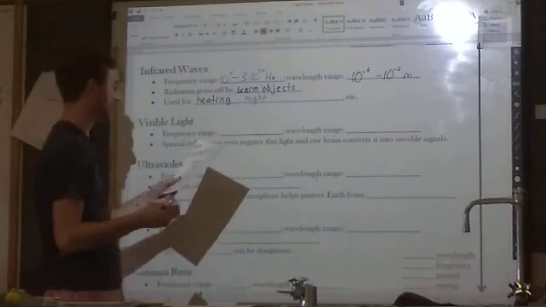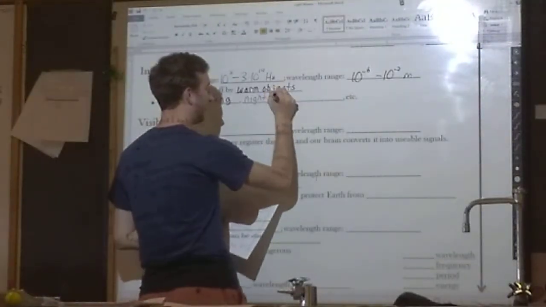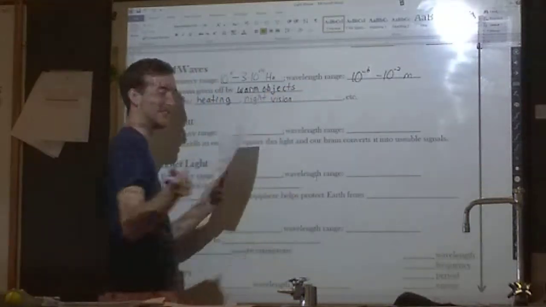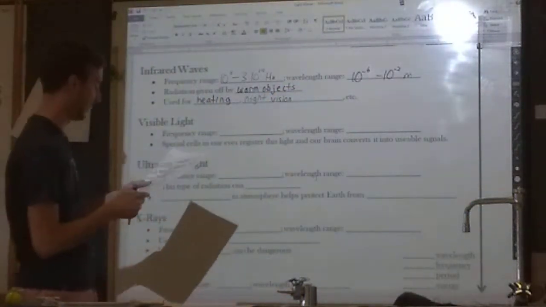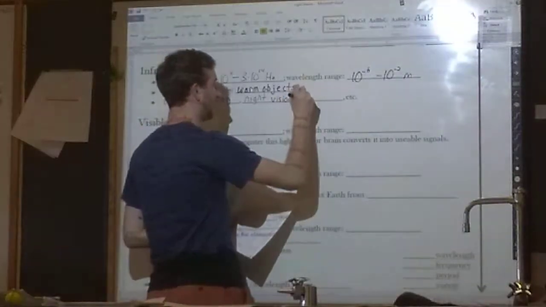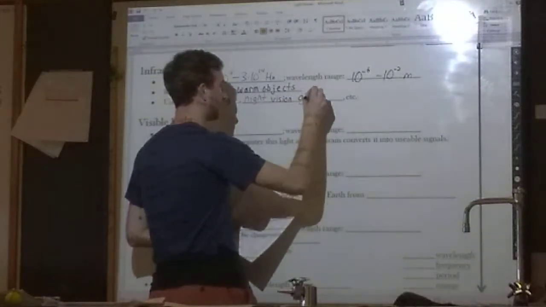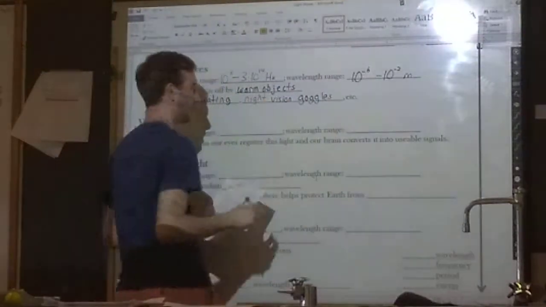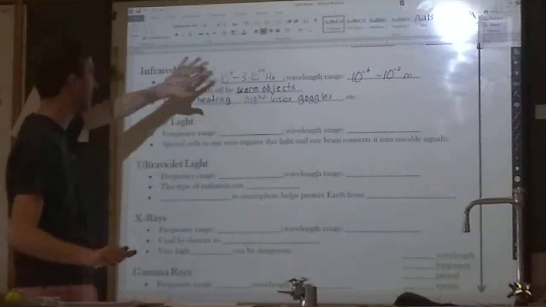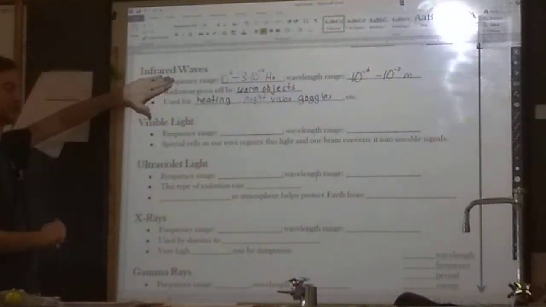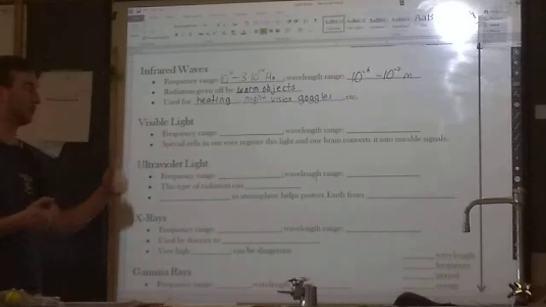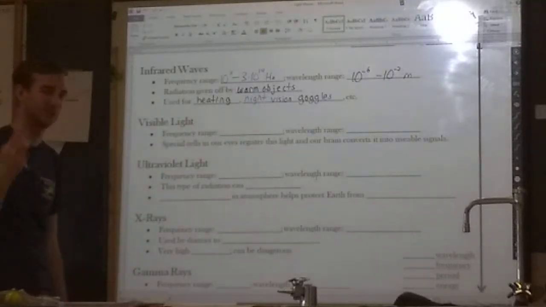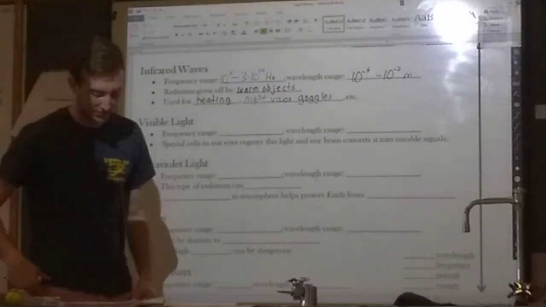Night vision goggles essentially look for infrared rays, and then they translate those rays into something we can see. That's why it looks all green. I wish I had a pair that I could show you guys here. That is how night vision goggles work. They search essentially for infrared waves, and then they convert that into something we can see. All right, that's what infrared waves are used for. Heating, night vision goggles, heat-seeking goggles, whatever you want to call them.